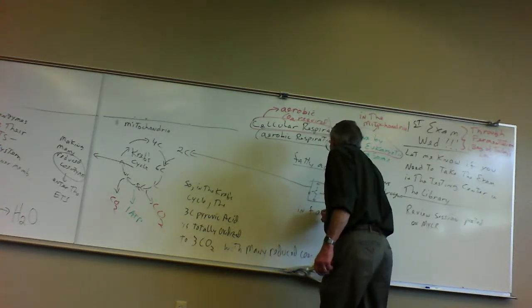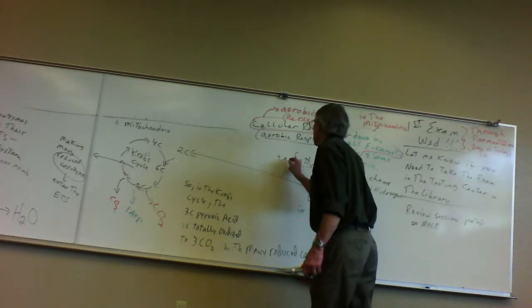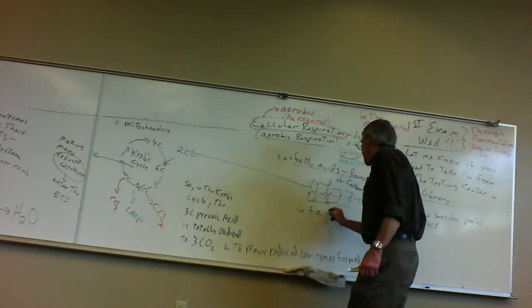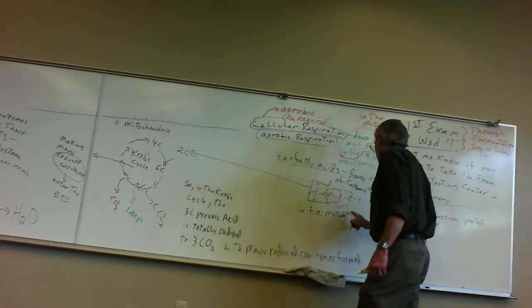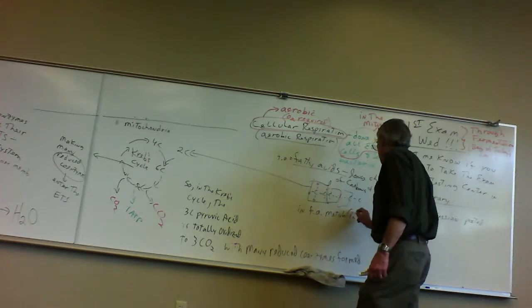So I'll just make it simple. For fatty acid, I'm going to put FA for fatty acid metabolism. It occurs in the mitochondria. That's where it happens.